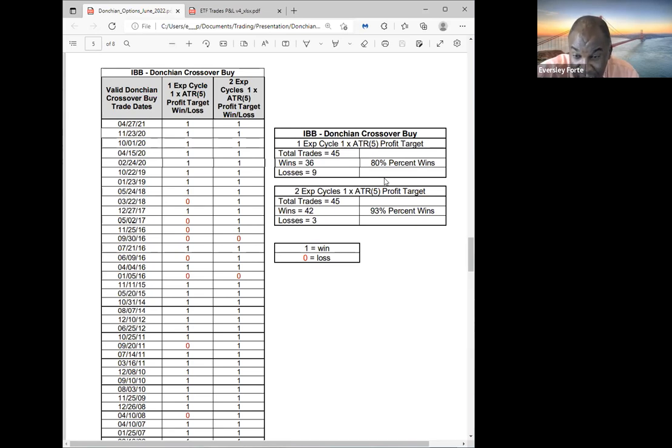Hence, the 85 to 87% wins is what we shoot for, which we usually get, because you have to have enough wins to have big enough profits to add up to offset the losses.